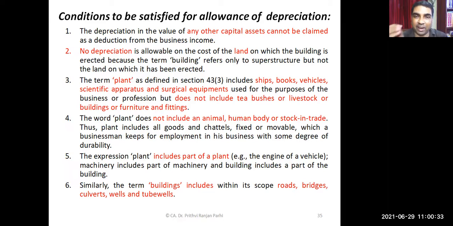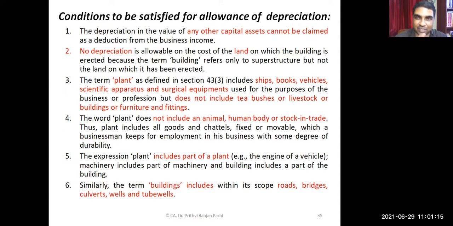The term plant has wide meaning. It is defined in section 43(3). It includes ships, books, vehicles, scientific apparatus, surgical equipments used for the purpose of business or profession, but does not include tea bushes, livestock, or building or furniture or fittings. So these things are not included. Otherwise, ship is a plant, books are plants, vehicles are plants, surgical apparatus and surgical equipments. All these things are plants. This has been defined under section 43(3). So if you look at this section, you can find out the definition of plant.